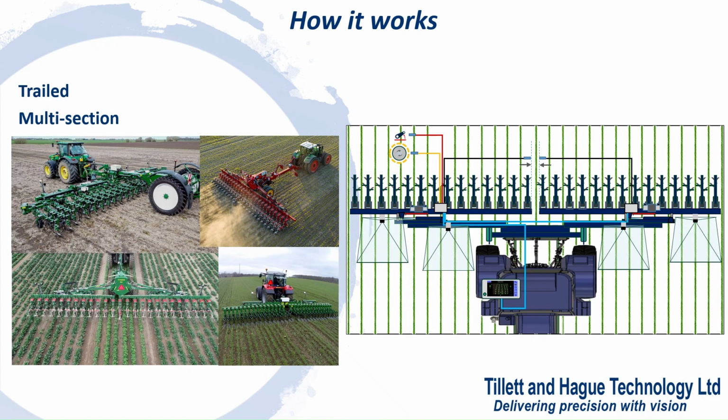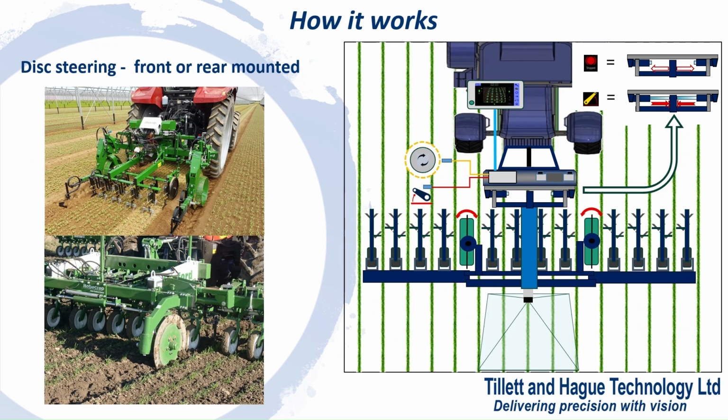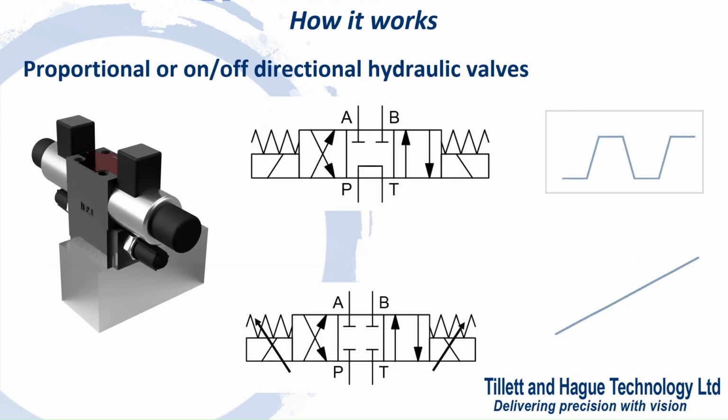Trailed and multi-section guidance spanning multiple independent planter bouts, where each independently steered section has its own camera and module, but is controlled from a single cab-mounted console. Implements can also be disc-steered as an alternative to side shifting. A range of proportional and on-off directional valves can be accommodated.